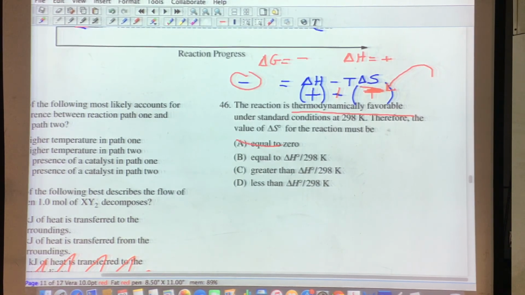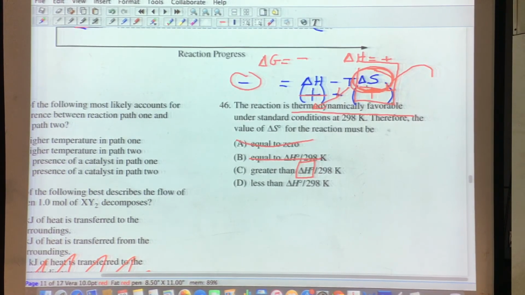So it can't be equal to 0. It can't be equal to delta H because that would be 0. If this whole expression was 0, if this was equal to delta H, then delta G would be what? Positive. So this value has to be greater than delta H. Some people say, what's this divided by 298K? We'll just print this T on the bottom, that's all. But the bottom line is, this value has to be big enough in entropy, positive, to overcome this bad enthalpy.